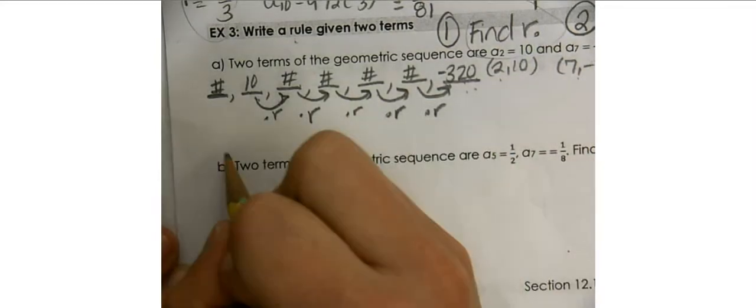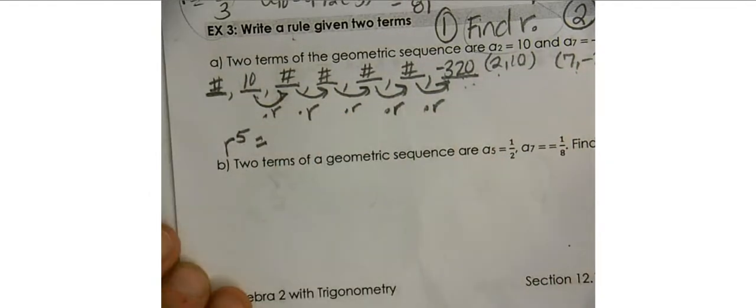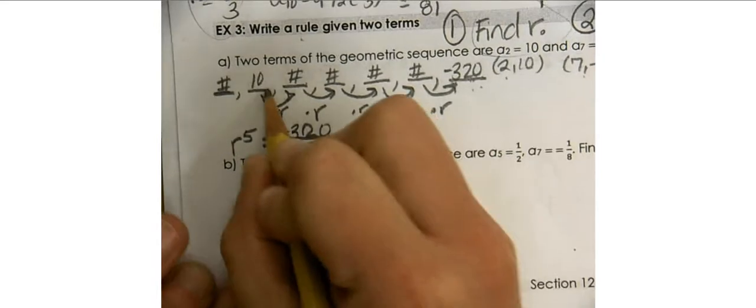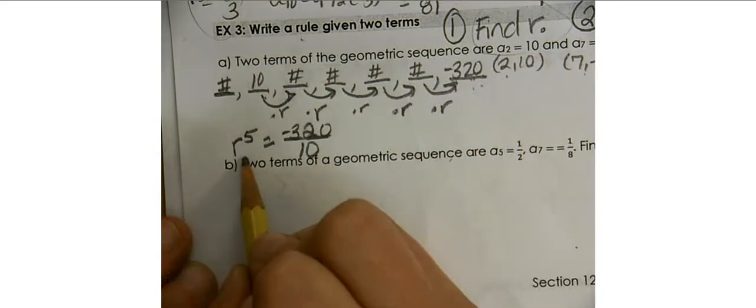Then I'm going to multiply by r again to get to the next number. Then I'm going to multiply by r again, and I finally reach negative 320. So essentially, I am multiplying r times itself 5 times. Now remember that r is equal to what comes next divided by what came before it. So what came last was negative 320, and what came before it is 10. So I'm going to divide negative 320 by 10, and I'm going to set it equal to r to the 5th power.